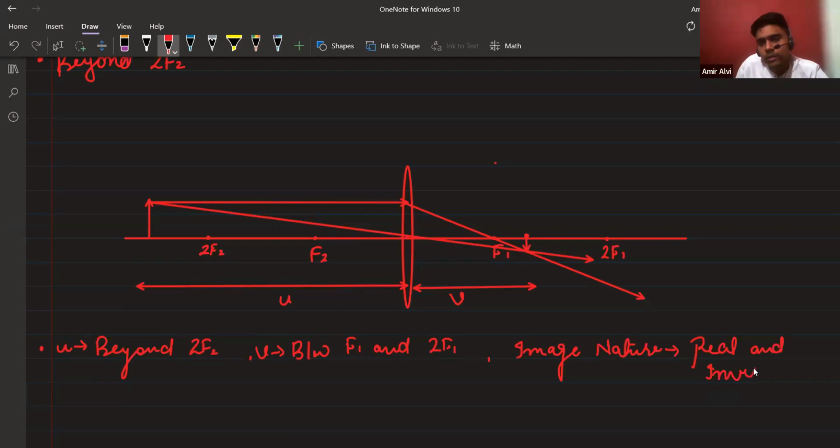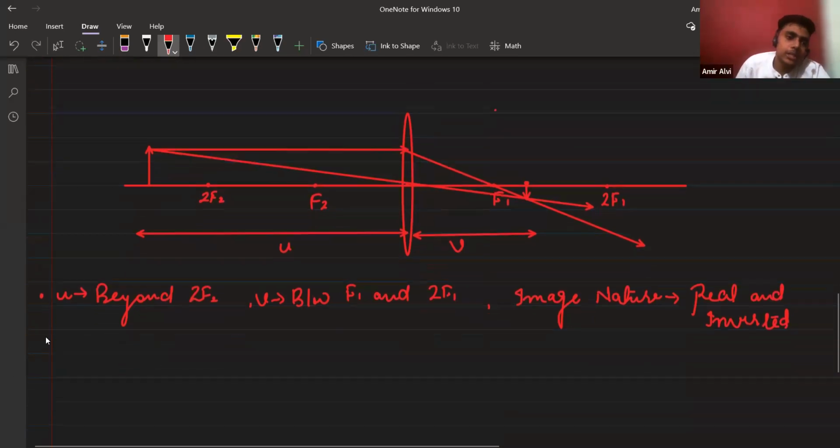Real and inverted. Now, why inverted? Everybody is thinking, what is inverted? Inverted means the object is placed in the upward direction, but the image is forming in the downward direction. That's what inverted is. Our eye also makes inverted real images. There is an image formation in our eyes which is inverted, but our brain manipulates it, and that's why we see the world in an erect manner. That's the beauty of the brain. Clear?